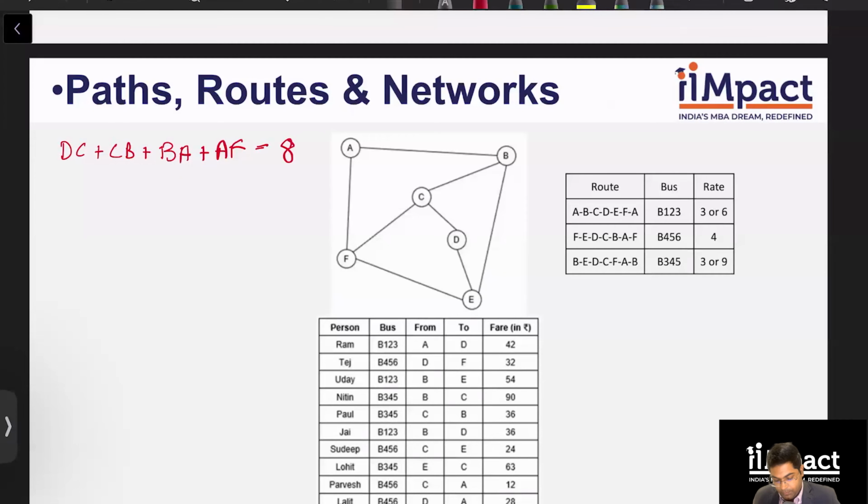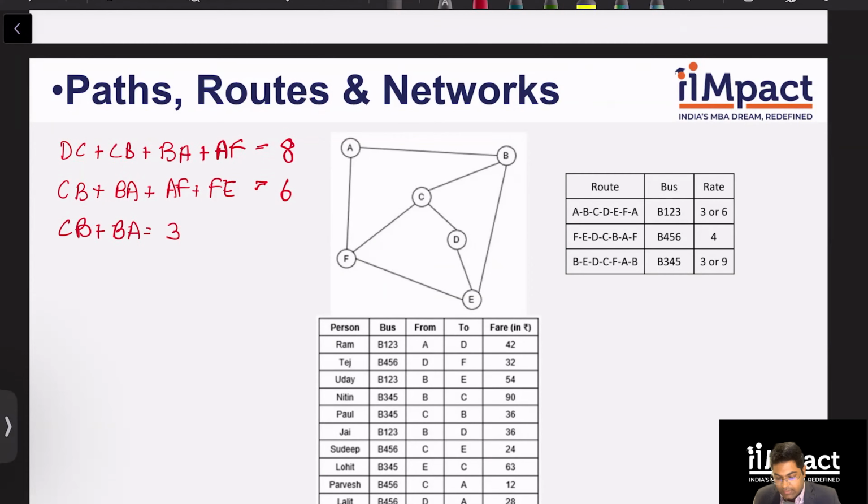Correct? Okay. What next? Then I have Sudeep going from C to E. That means CB plus BA plus AF plus FE. Correct? And that is given to me as 24. So this becomes 6. Then I have Parvesh going from C to A. So that's nothing but CB plus BA. Right? And that is equal to 3.